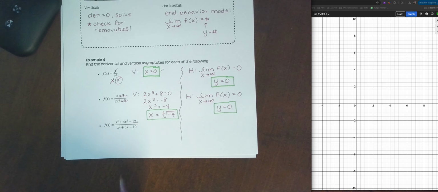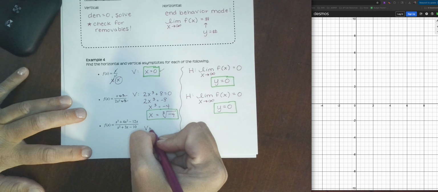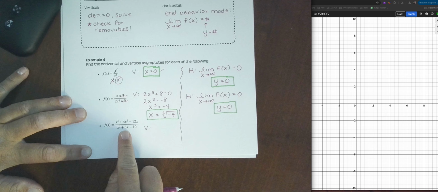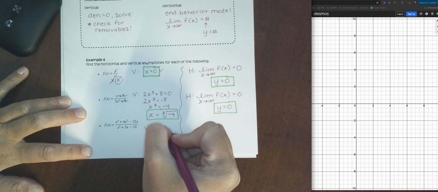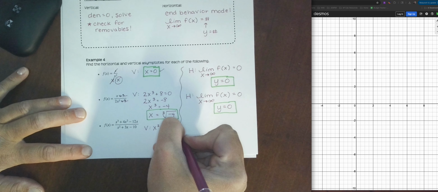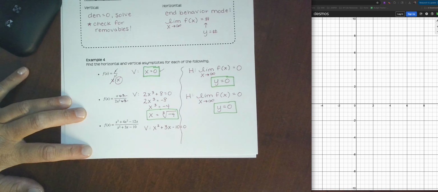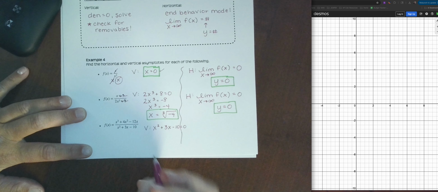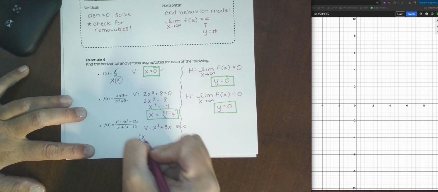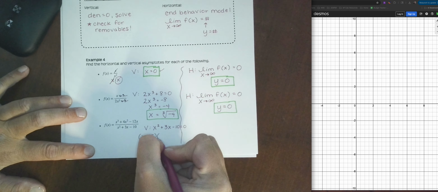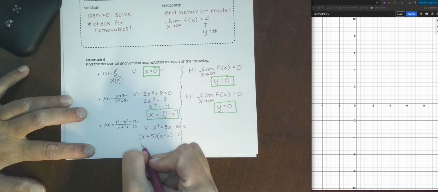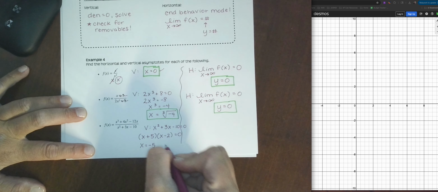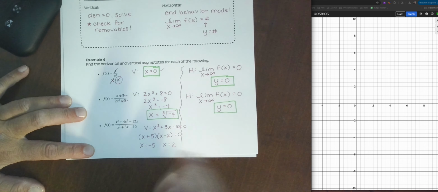Okay, last one. For my vertical asymptote, I really want to make this denominator equal 0, right? So I want to say x squared plus 3x minus 10 equals 0. To solve that, I'm going to factor. So I'm going to say this is x plus 5 and x minus 2, which would tell me that -5 and +2 are my discontinuities.